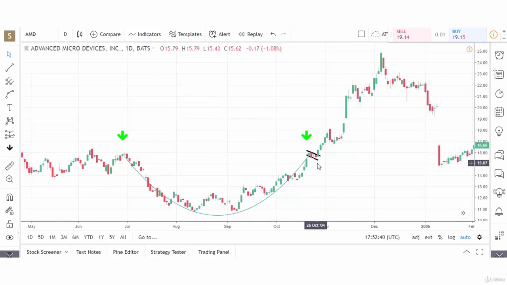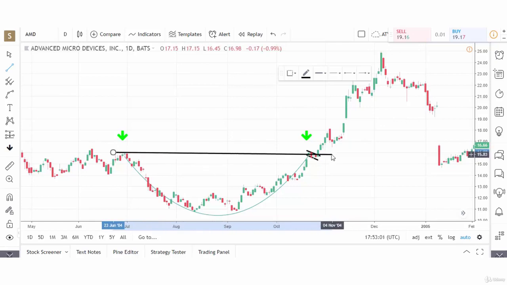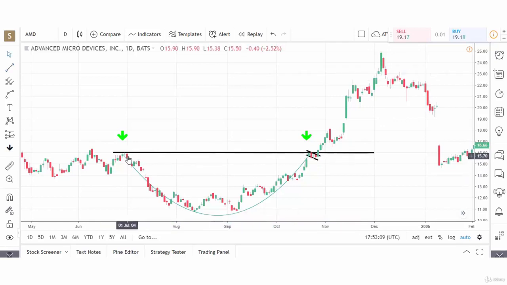Ideally, we would want the handle to come a little bit lower into the cup, but the psychology is the same. The stock has hit the resistance level formed by the left side and the right side of the cup. When it touches that resistance level, you get sellers who purchased the stock back at the end of June and are now back to even, and they're selling here in October.